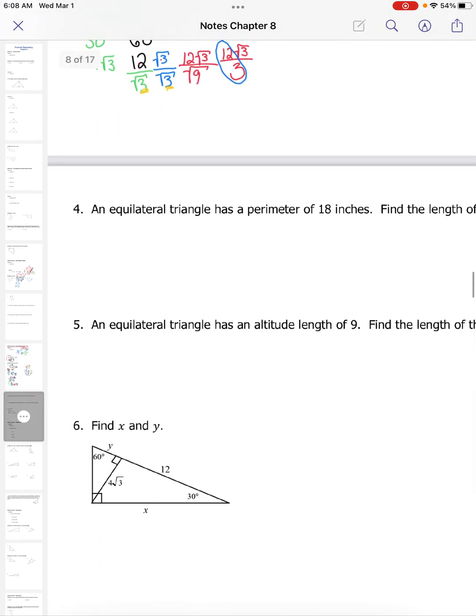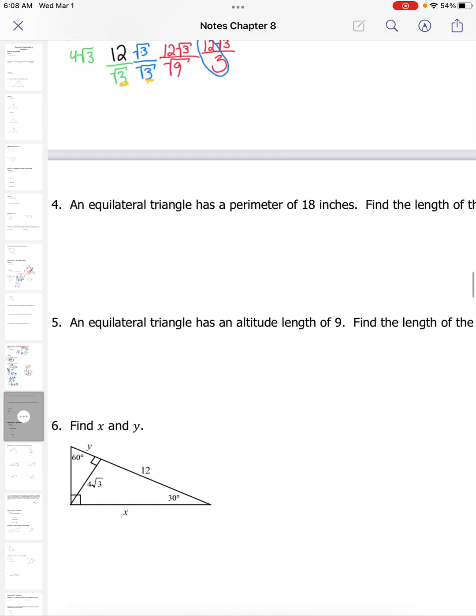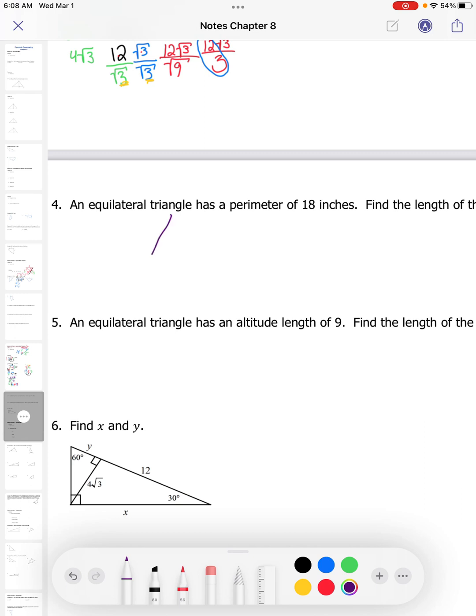All right, an equilateral triangle has a perimeter of 18 inches. Find the length of the altitude. All right, so perimeter, equilateral. Here we go. So we know that they're all 60 degrees because 180 divided by 3 is 60 degrees. And let's do 18 divided by 3, which is also 6. So all of these sides are 6. And they want me to find the altitude, which is the height. And there we go, 90 degrees.